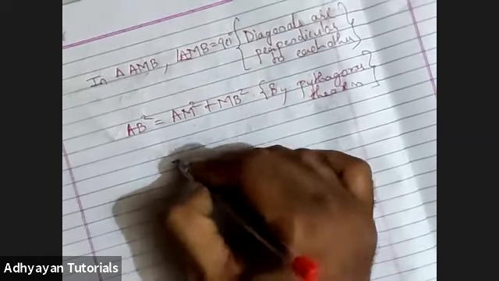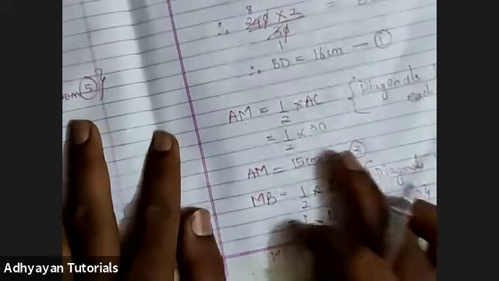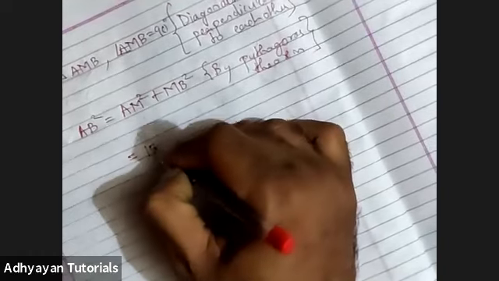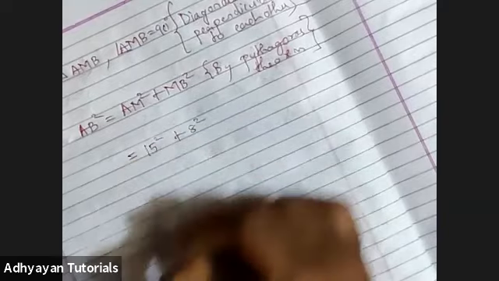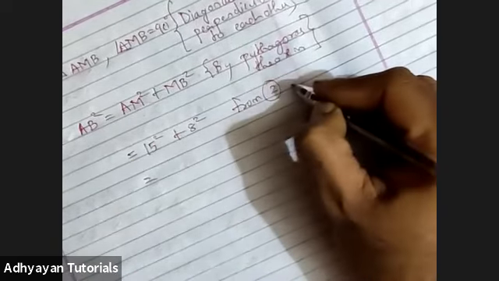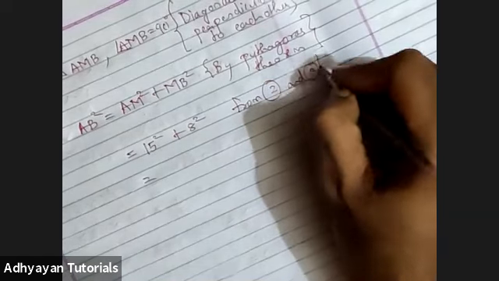Okay, now our aim is to find AB. AM and MB's values have been found. If you don't remember how much, here it is. AM's value is 15, MB's value is 8. So 15 square plus 8 square, from 2 and 3, right?